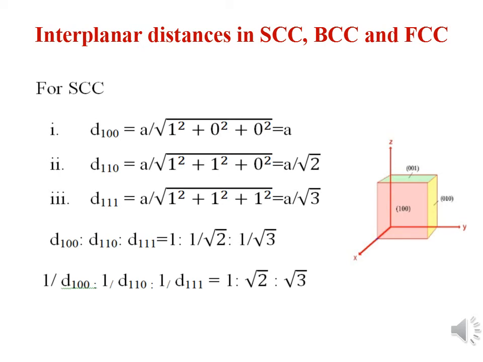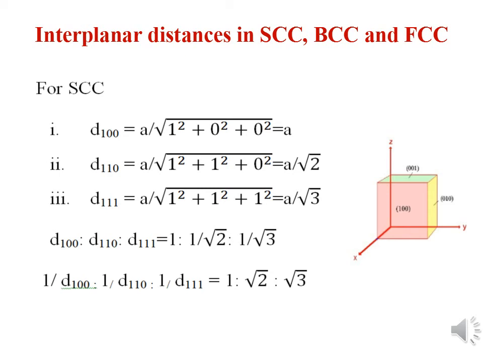The interplanar distances for various planes in SC, BCC and FCC crystal structures. For a simple cubic crystal structure, the interplanar distance between 100 planes is d100 equal to a divided by root of h squared plus k squared plus l squared. That gives the value a.